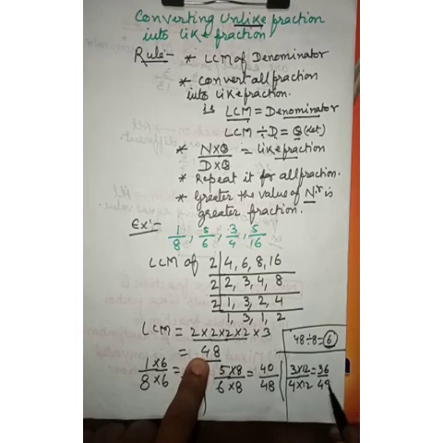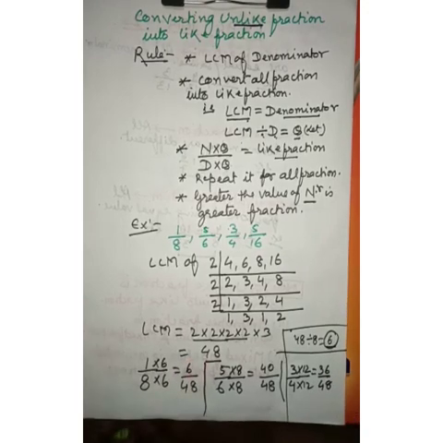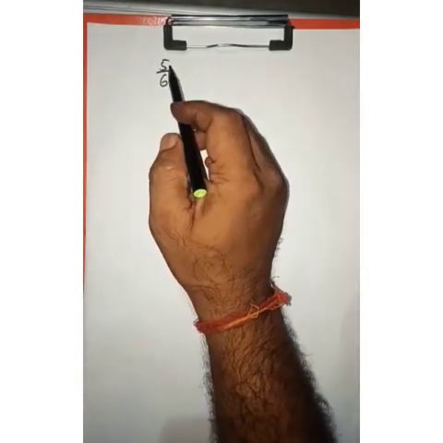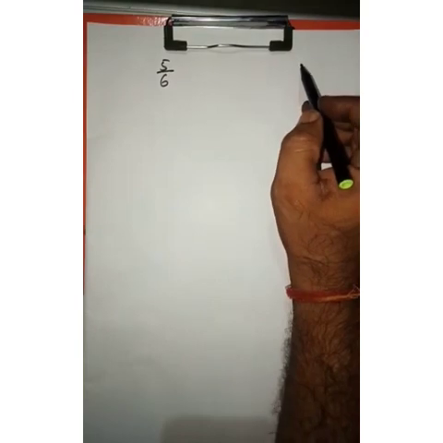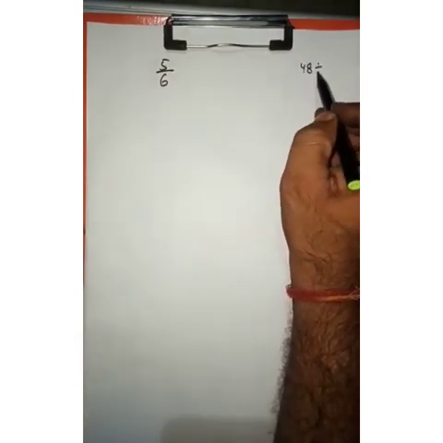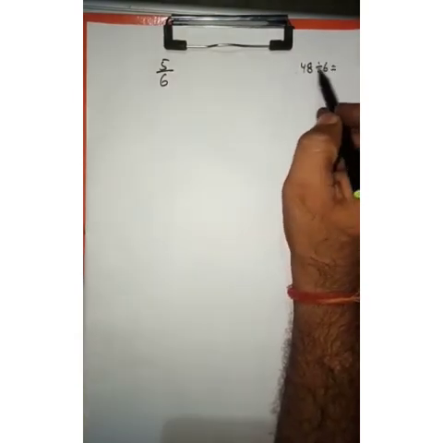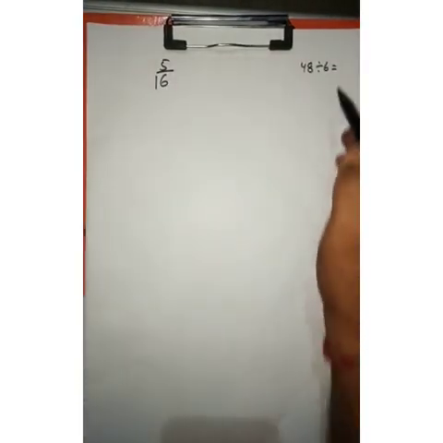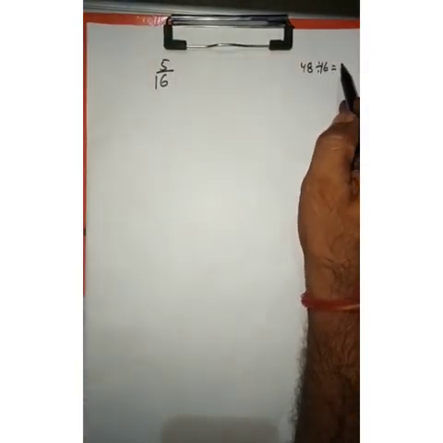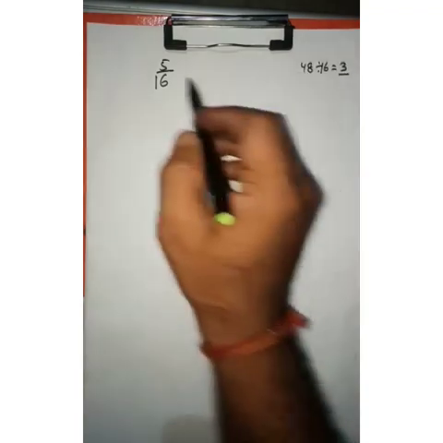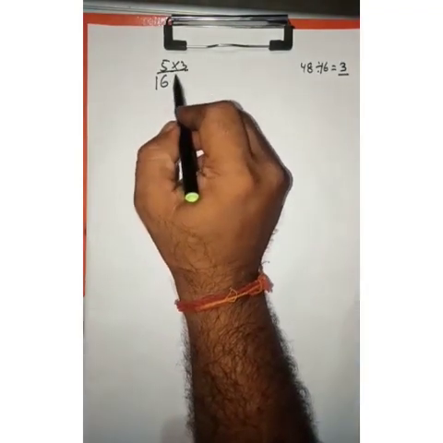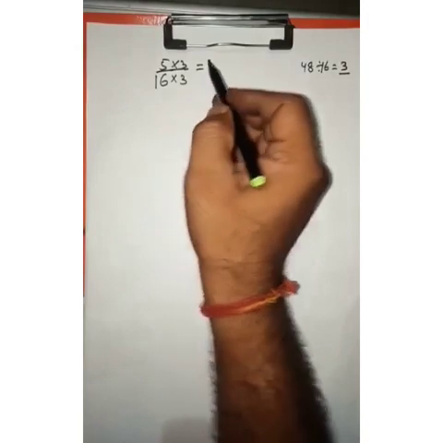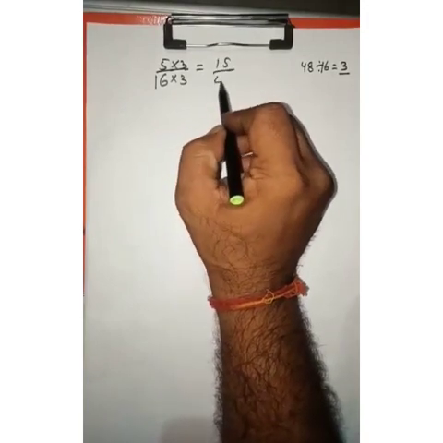Okay student, and the last fraction is 5 by 16. The last fraction is 5 by 16 and the LCM is 48. Now divide 48 by 16. 16 threes are 48. Quotient is 3, so multiply numerator and denominator by 3, you will get 15 upon 48.